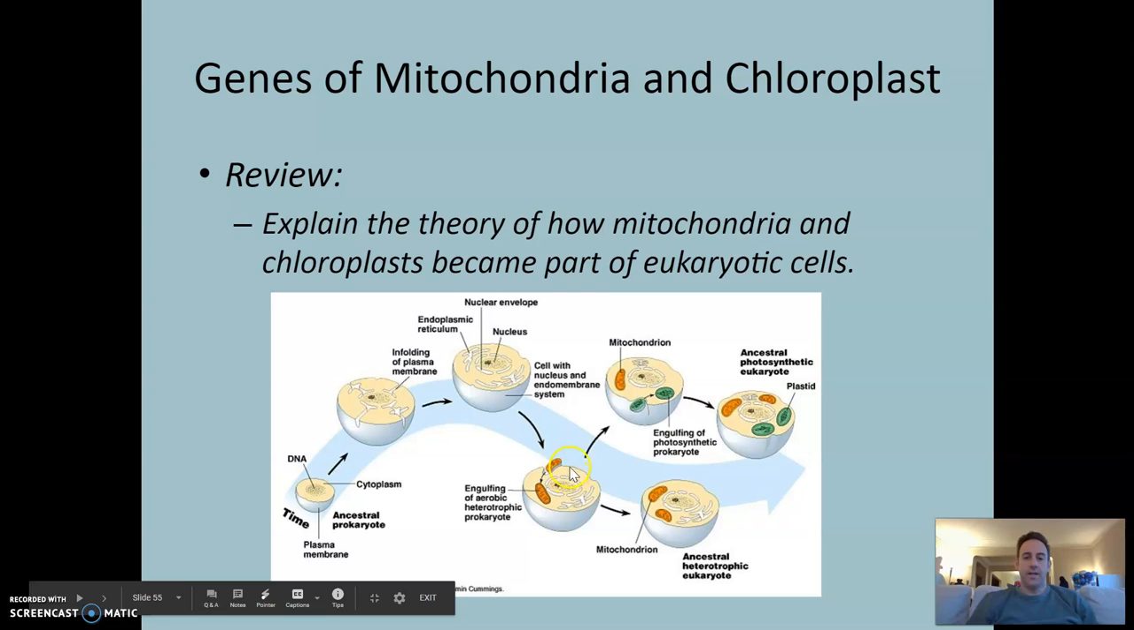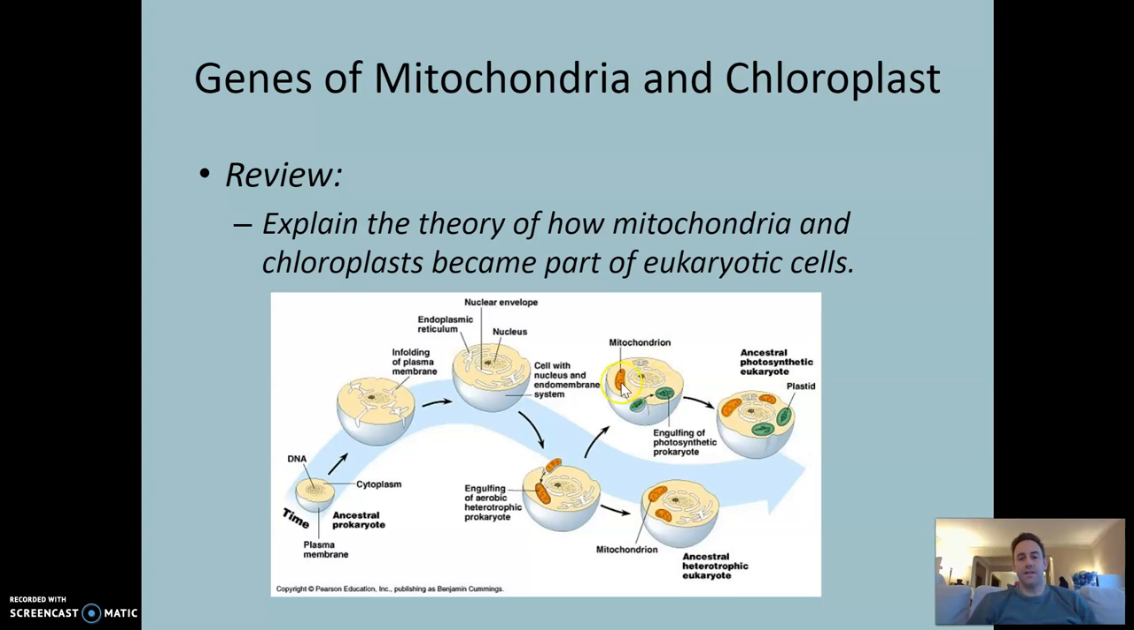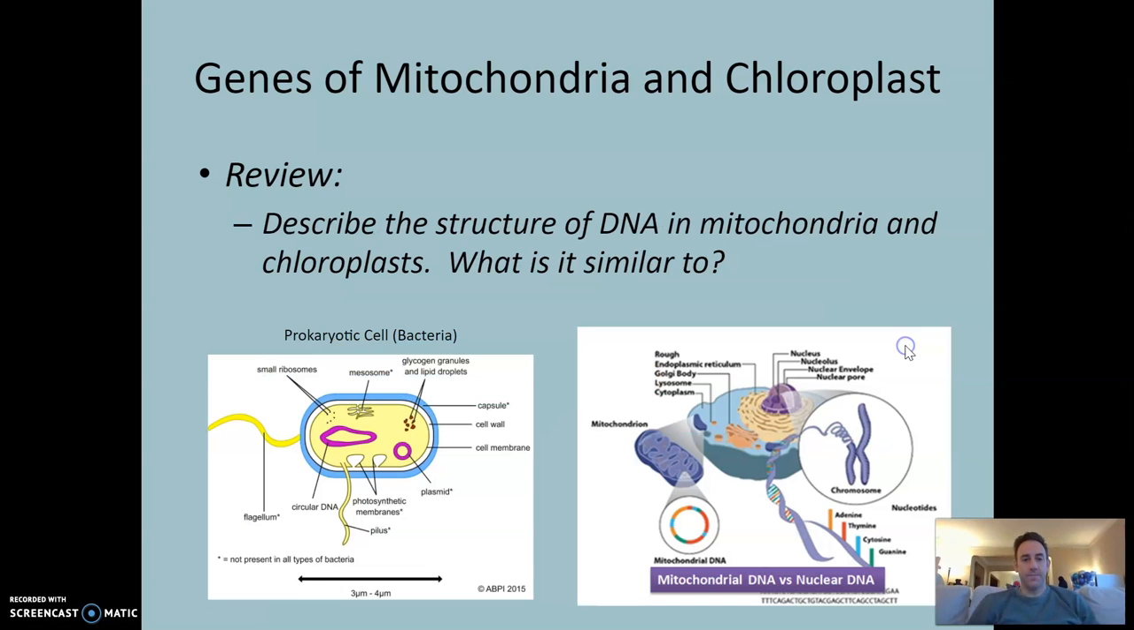And then in another line, another bacterial cell got engulfed, and that one was able to do photosynthesis, and then these cells gave rise to modern plants. So basically, the mitochondria and chloroplasts were engulfed into larger cells and then became useful for producing energy.